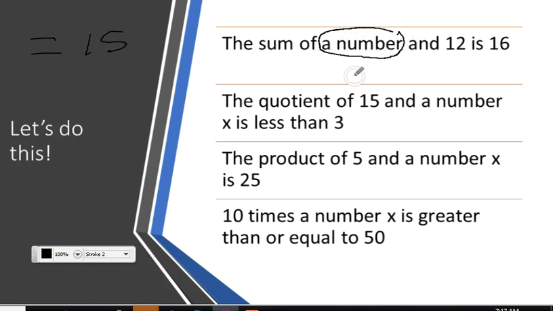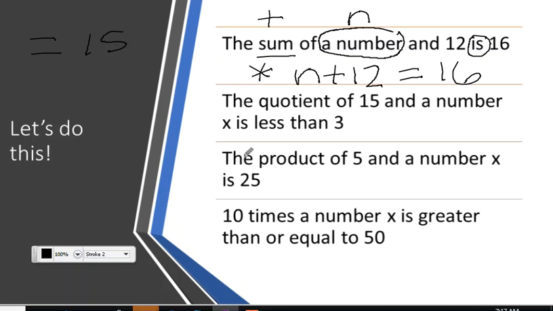So we know a number. That's going to be n. We know the sum, that that's addition. We know we're doing the sum of a number and 12. Okay, so the sum of a number and 12 is going to look like this. That's just the addition of a number and 12. And then we have our keyword is, and then we have 16. So n plus 12 equals 16. And then you guys should be able to solve that equation from there.